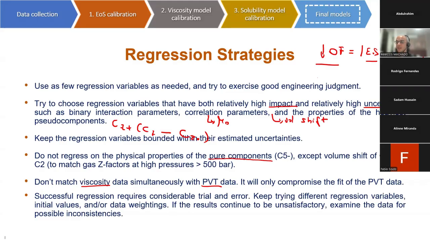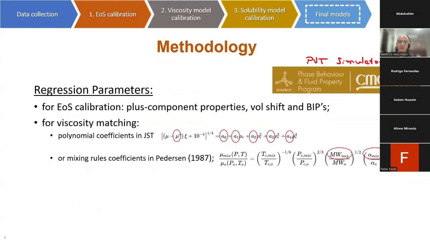If you don't tune the volume shift, the default value is 0. Zero is like working with a two-parameter equation of state. To include a third parameter, you need a volume shift value different from 0. So you need to include it as an uncertain parameter in your list. So the plus component, the pseudo component, is included, along with volume shift and the BIPs. Basically, in summary, those are the most uncertain parameters in our mixture.